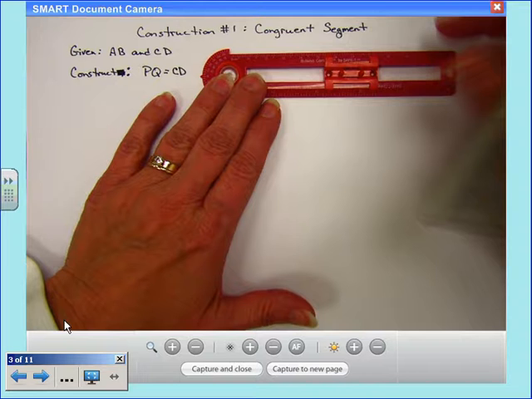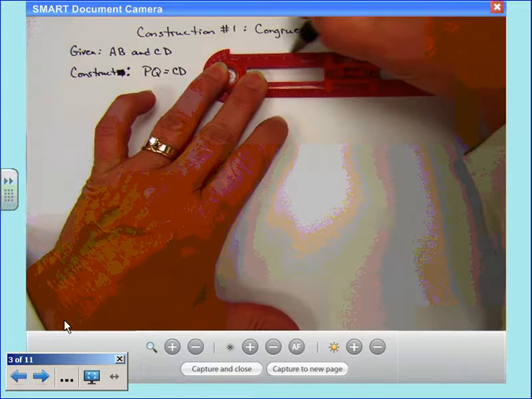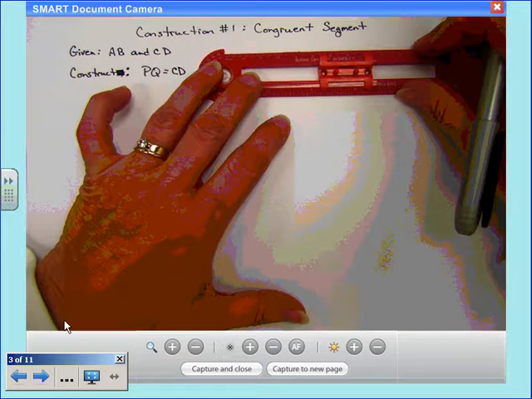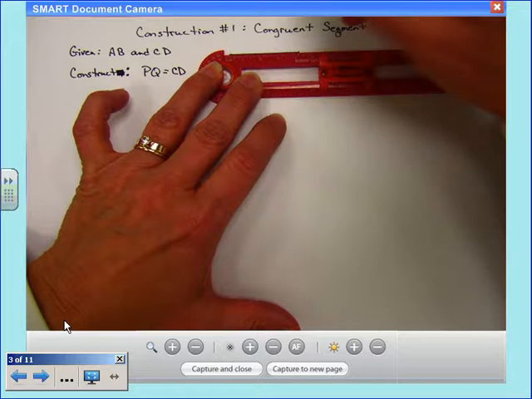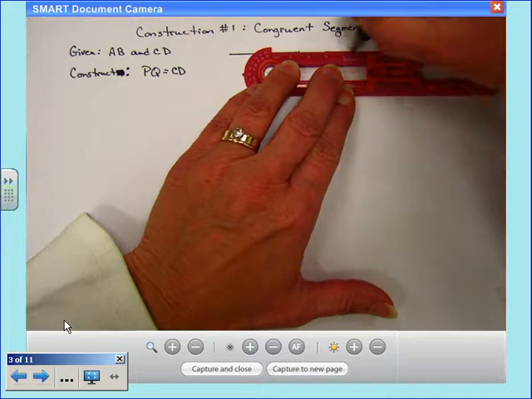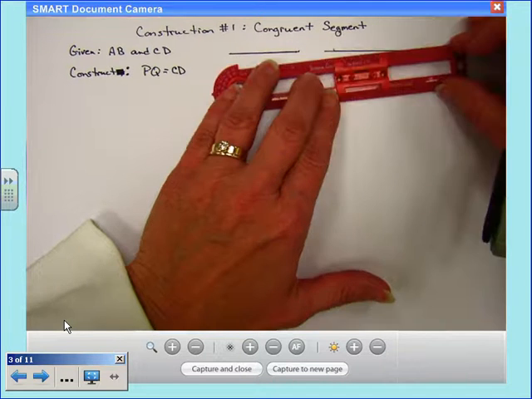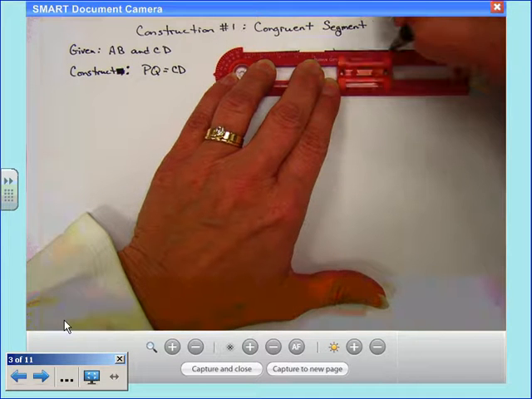We're not going to measure. We're just going to draw. This one's about 4 centimeters. And another one that's longer than 4 centimeters. Something like that. You want two segments that are differing lengths.